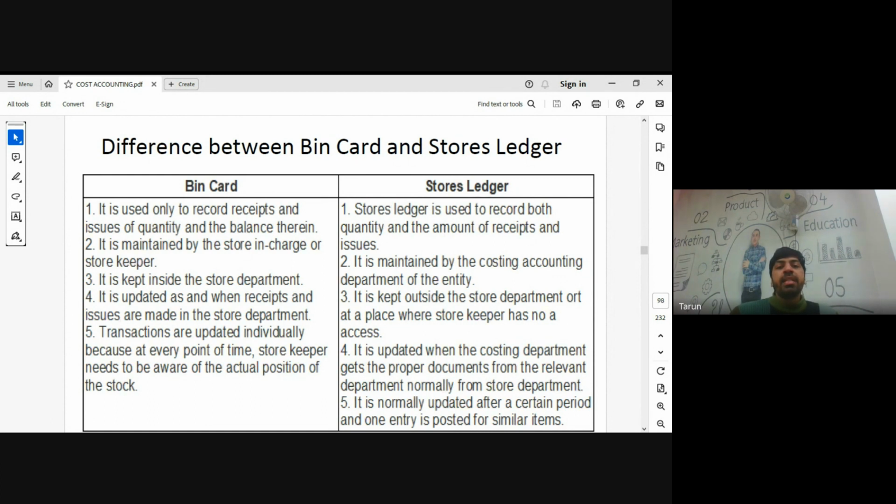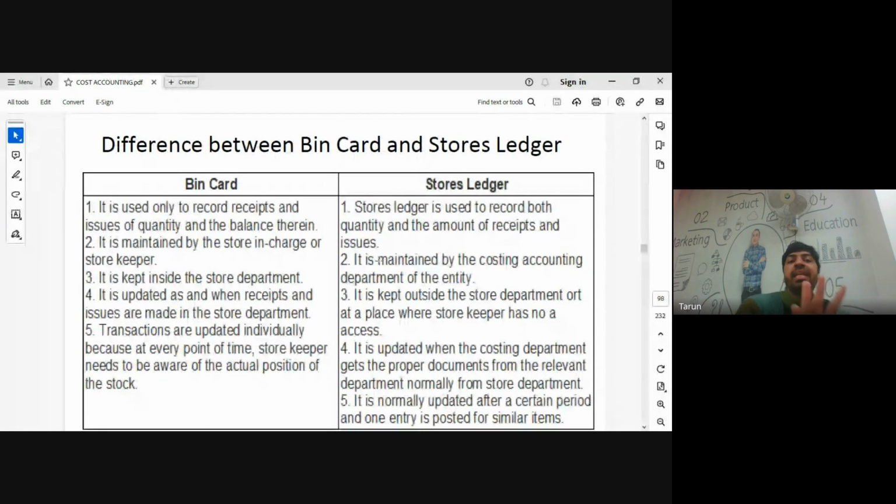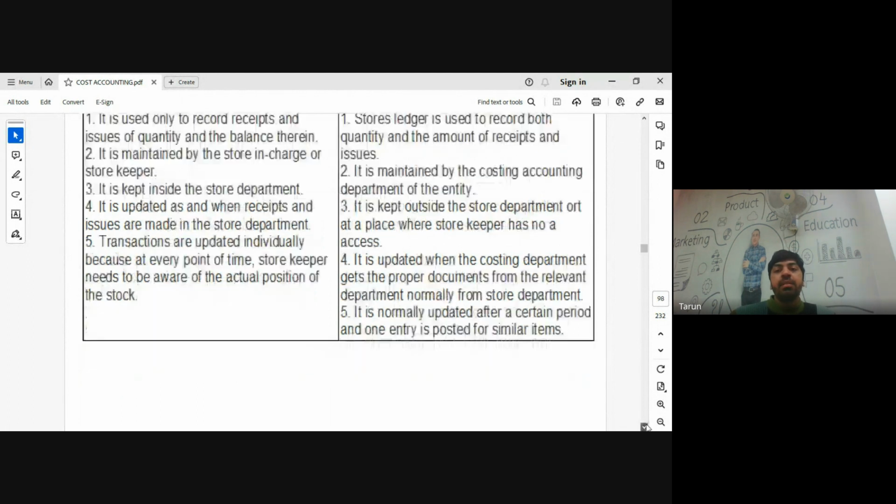All right, so let's continue. This is the main difference between the bin card and the store ledger, which you can look at on the screen. All right, so let's proceed further.